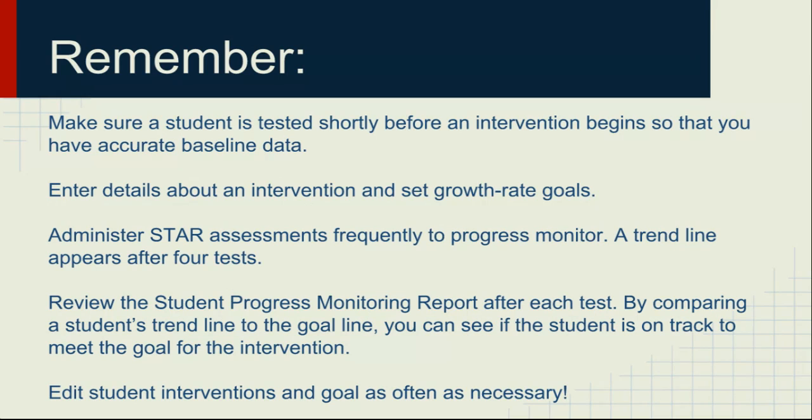So remember, to make sure a student is tested shortly before an intervention begins so that you have accurate baseline data. Be sure to enter details about an intervention and set growth rate goals. Administer STAR assessments frequently to progress monitor. A trend line appears after 4 tests. Review the student progress monitoring report after each test. By comparing a student's trend line to the goal line, you can see if the student is on track to meet the goal for the intervention. And then, of course, edit student interventions and goals as often as necessary.